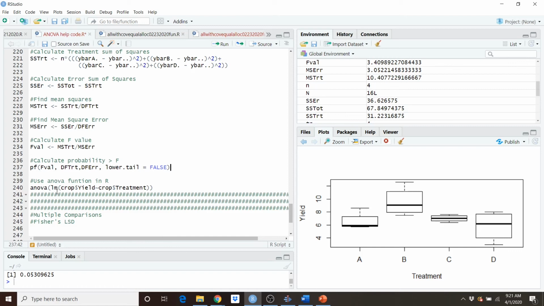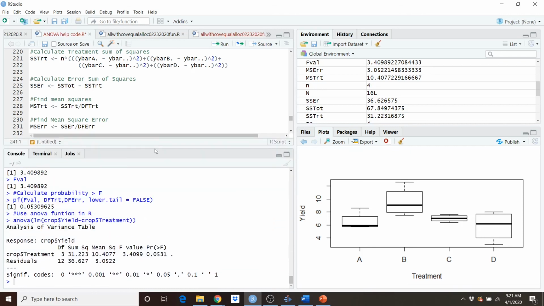Now remember, with any linear model function, your response goes first. So my response is crop yield, my yield values, and then I'm modeling this against my treatment. And so if I run this, what I find is here are my degrees of freedom for my treatments, my degrees of freedom for my error. My sum of squares treatment, my sum of squares error. My mean squared treatment, my mean square error. My F value, and then the probability I'm greater than that F.